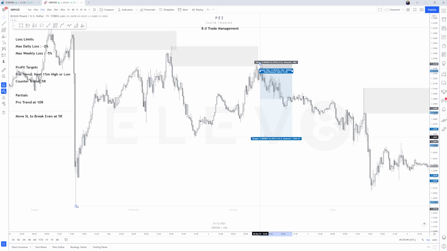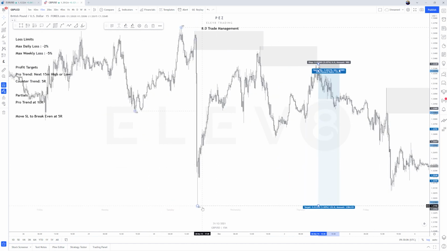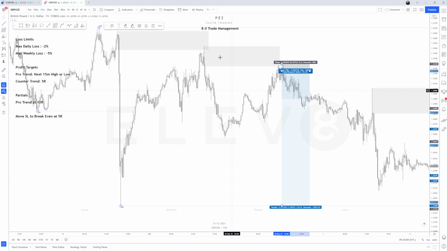Then coming down, our second target is 10R, and that's where we take partials. So I take 50% here. And then full TP is at this 15-minute low. So as you can see, we had a breakdown here, and we're in this 15-minute range. And this is the low of the range because we're pro trend, we take our profits here.